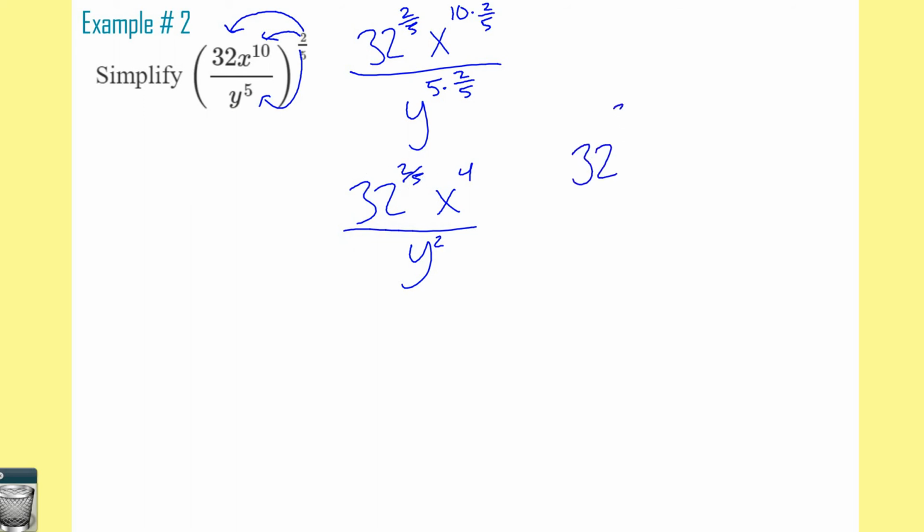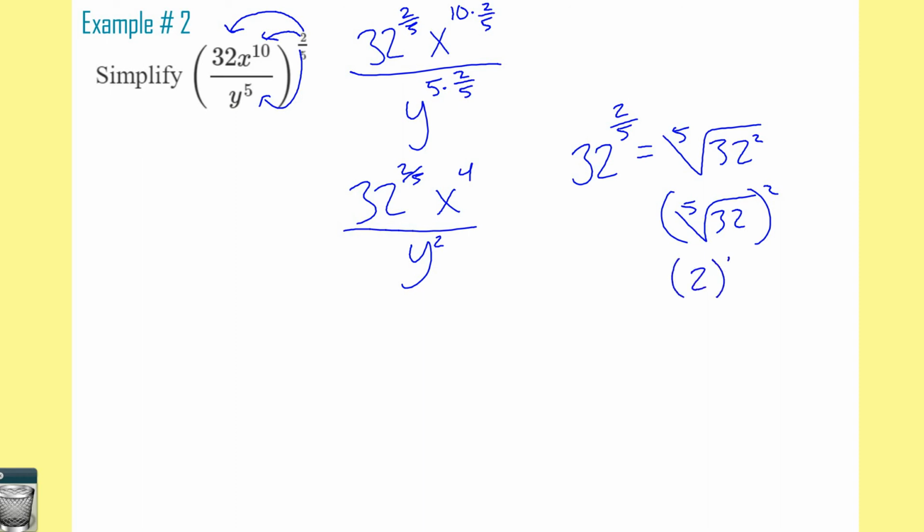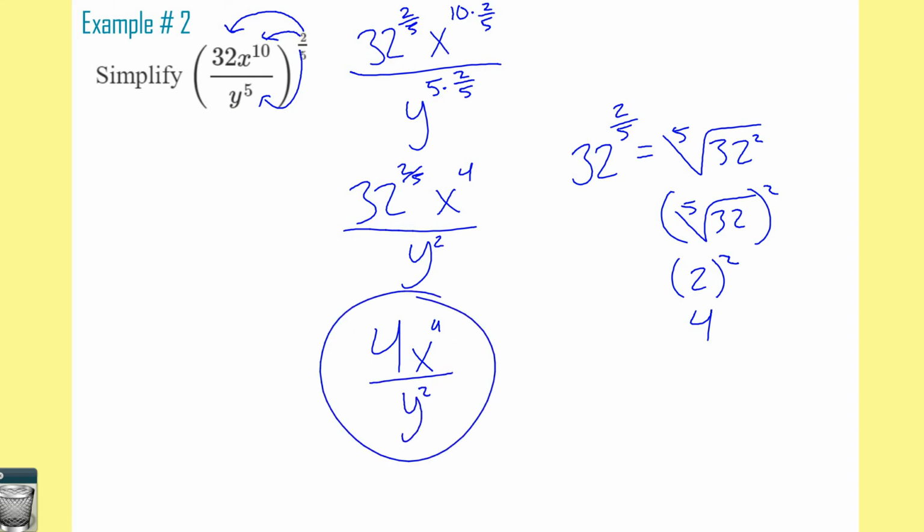So 32 to the 2/5, that's just the 5th root of 32 squared, or again, the 5th root of 32 squared, which I like better. So we just end up with 2 squared, or 4. So our answer is just 4 x to the 4th over y squared. There you have it.